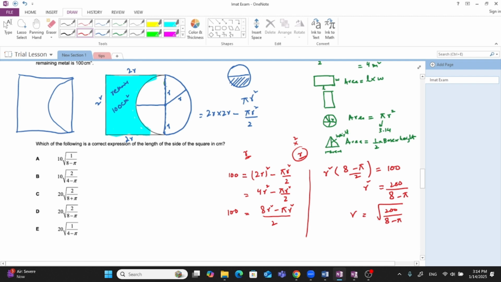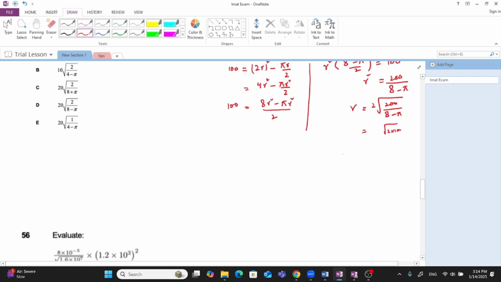Here it will be 2. You can see it's 2 times 100, so 100 can come out of the square root. So r will be 2 times 10 and root 2 over root 8 minus pi, and that will be 20 root 2 over root 8 minus pi. You can see this in the options here, it's option D. So this is the answer for 2r, the length. This is how you can do this.